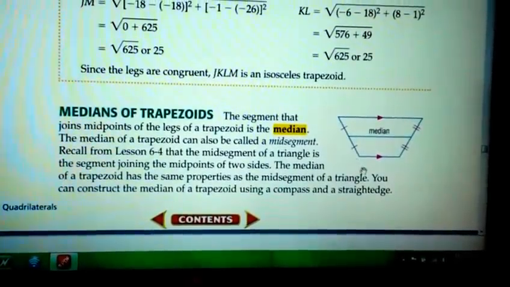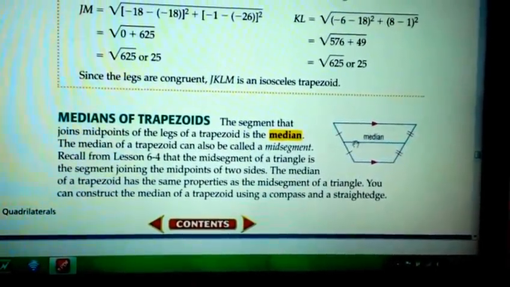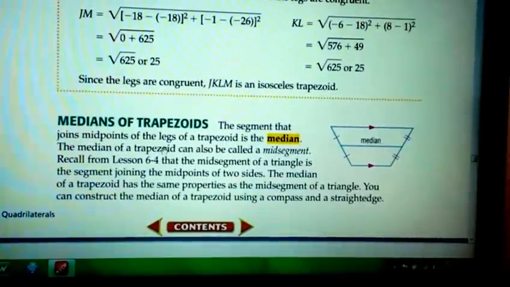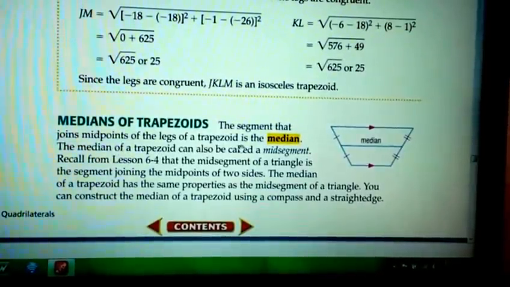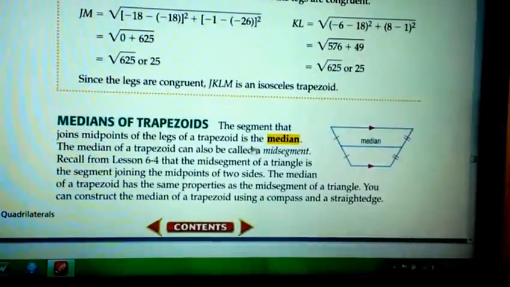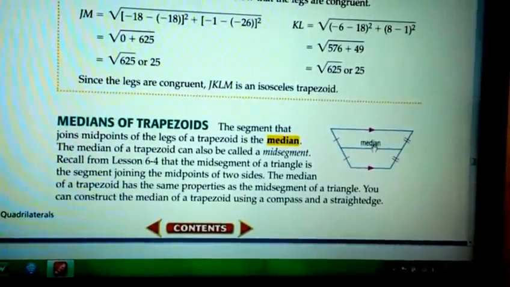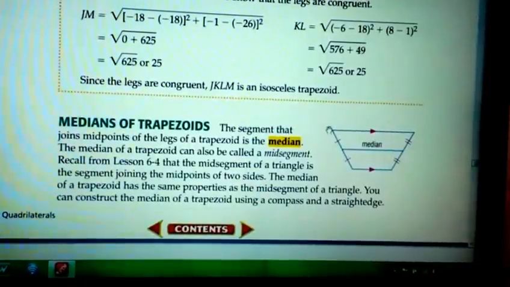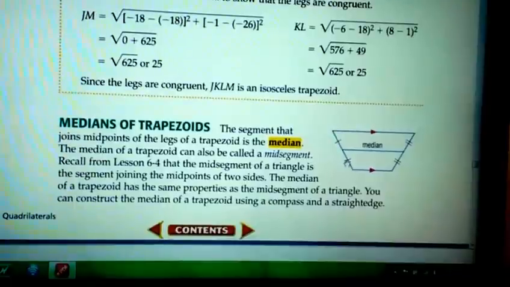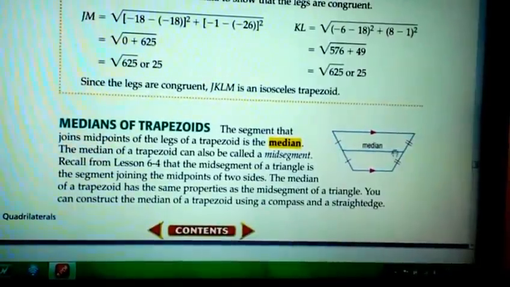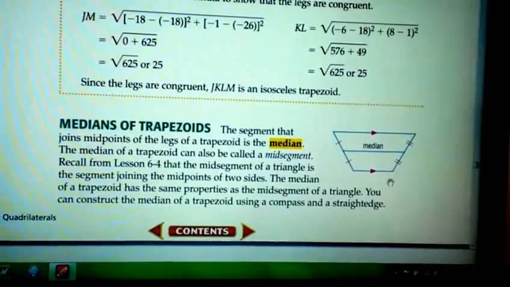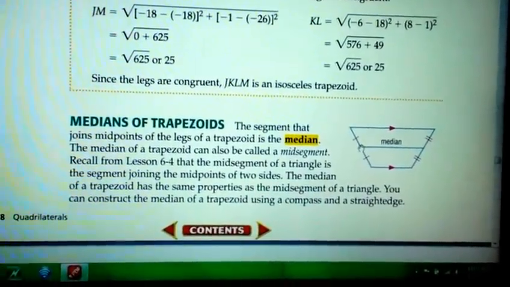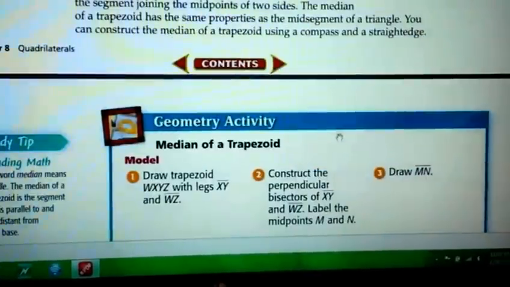Now, when you have a trapezoid, there's something called the median. The segment that joins midpoints of the legs of a trapezoid is the median. What that means is that the median is halfway between the top and the bottom. So if you look at this leg and you cut it in half, you get a midpoint. You look at this leg and cut that in half, you get a midpoint. When you connect this midpoint to this midpoint, you form the median.